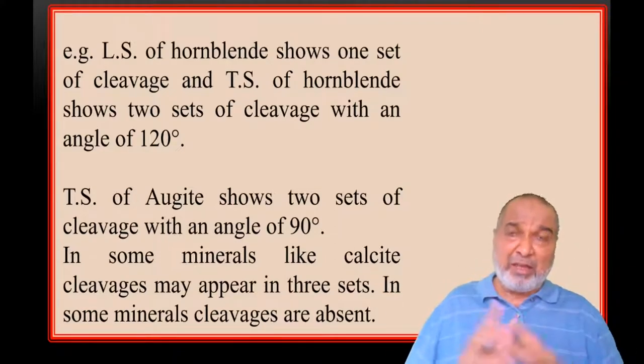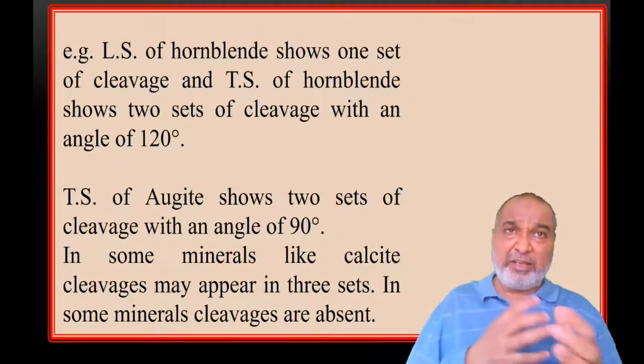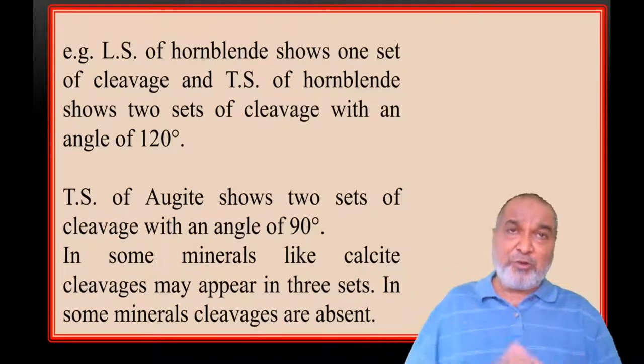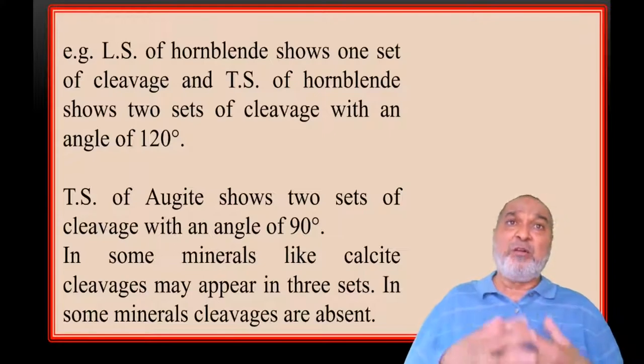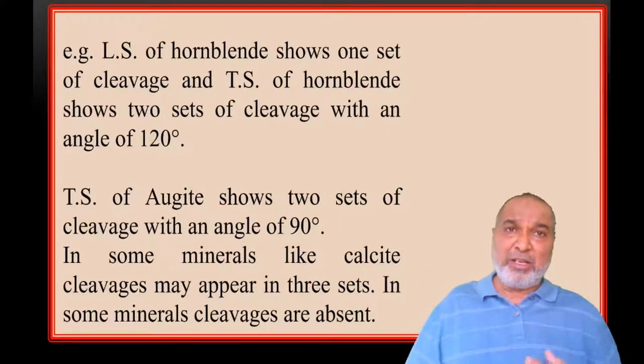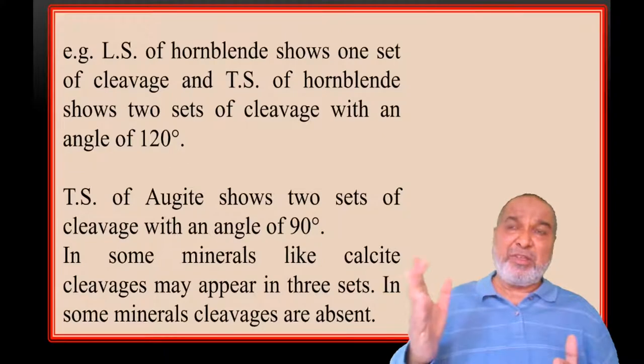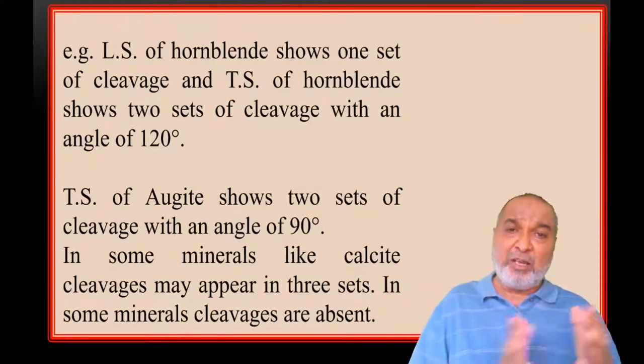Whenever you come across these two slides, observe very carefully how you are going to identify hornblende and augite. In the theory, in the TY, normally, we have distinguished the clinopyroxenes from the orthopyroxenes.